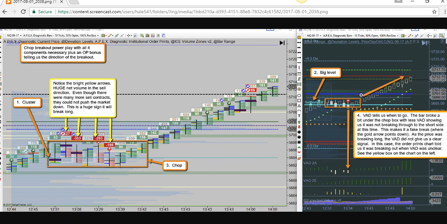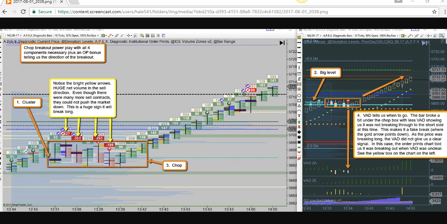Okay, so in this particular situation, normally we want to see VAD steadily growing, and when it breaks out and when we take that trade, VAD is bigger than it was previous. Okay, that's how we normally want it to be. But in this case, everything else lined up except that one thing. Now this is a situation where, as you learn order prints a little better, if VAD is not completely clear, order prints can actually be used to help.